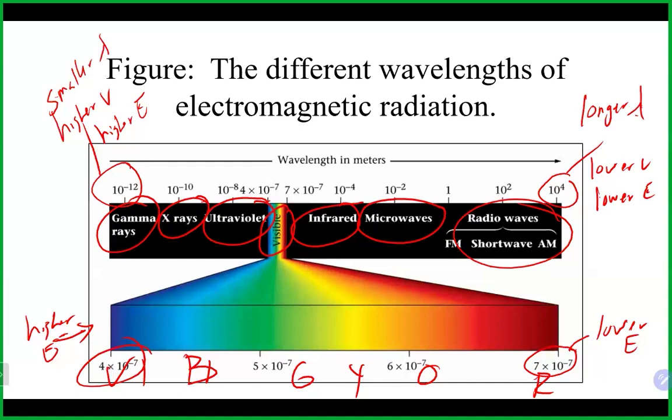So you don't necessarily have to know exactly where all the numbers are for this class, but you do need to be able to put those in order. That also includes the colors there in the visible part of the spectrum. So the red, orange, yellow, green, blue, indigo, violet. You need to be able to put those in order the same sort of way: energy, wavelength, frequency. Any questions on any of that there?